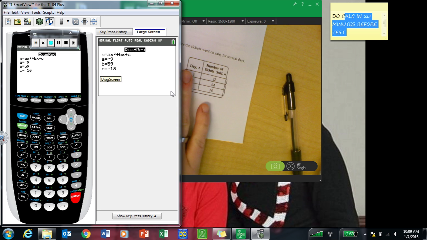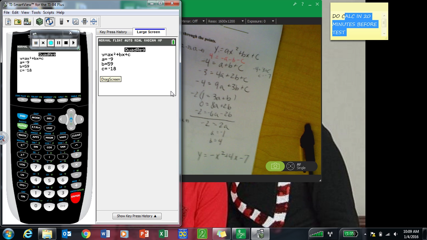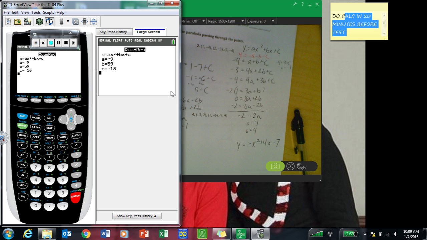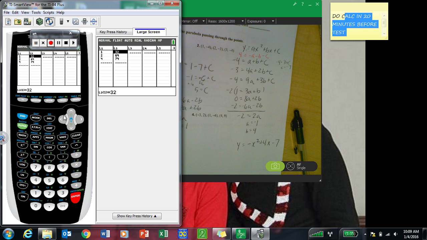Let's go back up and look at one of the ones we just solved and see that it works for that too. So for instance, number 2, if I go to stat edit, I'm going to enter my x values of 1, 2, and 3. And the y values are negative 4, negative 3, and negative 4.